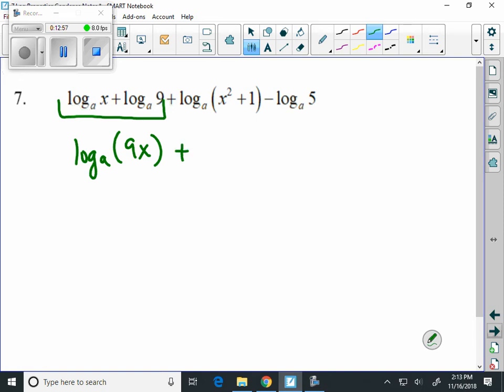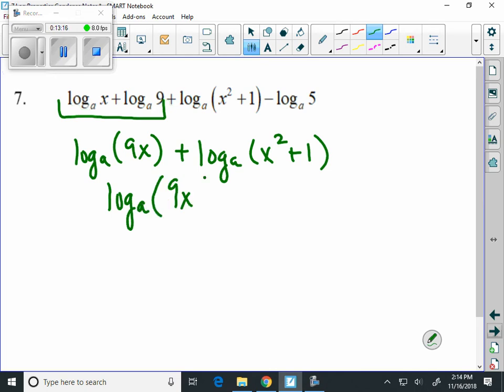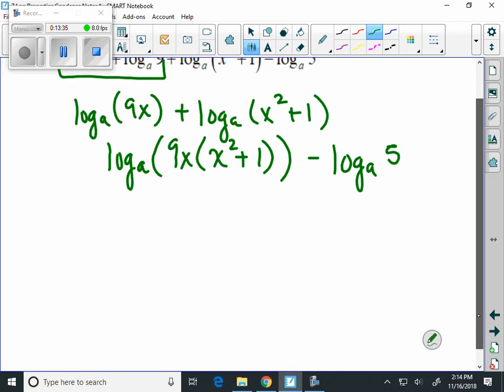Well, the next term, which also happens to be added, is log base a of x squared plus 1. And just like we saw on the first two parts of this problem, addition means that we're going to multiply. So this can condense into log base a of 9x times x squared plus 1. But we still have minus log base a of 5.